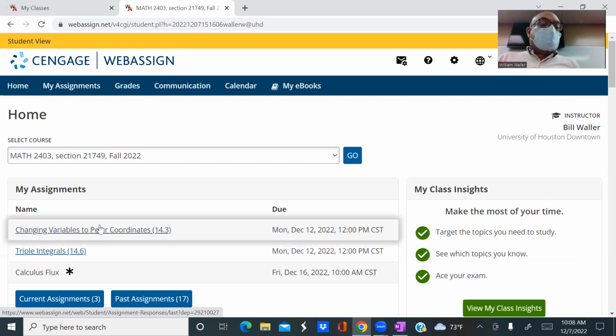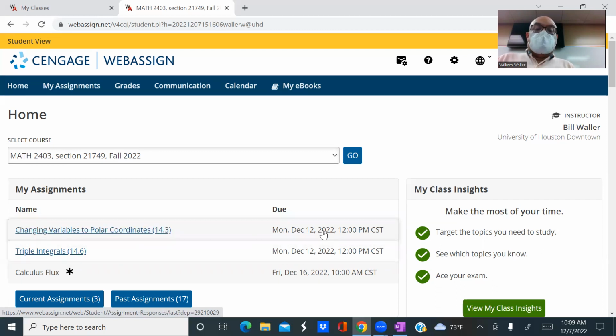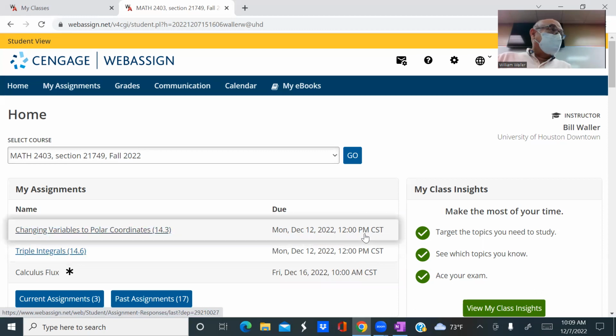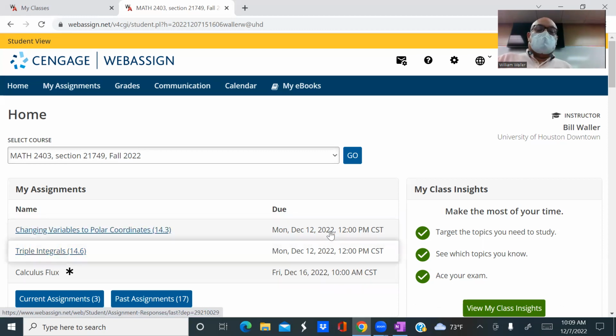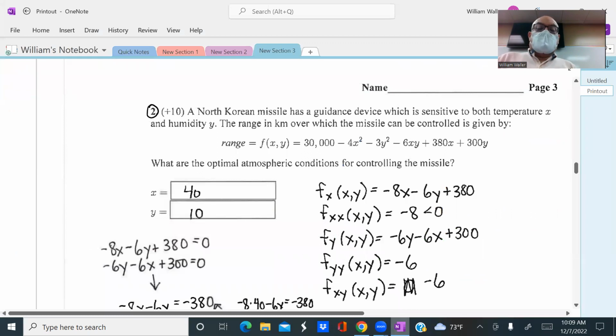I moved this polar coordinate homework back to due on the day of the final exam. That was due today, I think, originally, but I moved it back to Monday. There's no reason to rush to finish it since you won't be tested on this until Monday anyway. So this and triple integrals are due on Monday at the time of the test, because I want you to get finished with these as much as you can before you actually come to take the final exam. This stuff will be on the final exam.